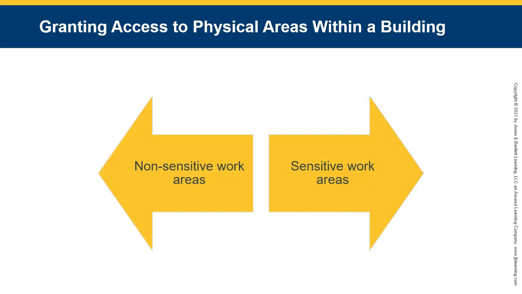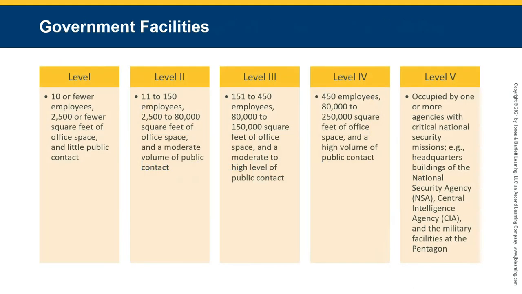Granting access to physical areas within the building: non-sensitive work areas and sensitive work areas. Government facilities, Level 1: 10 or fewer employees, 2,500 or fewer square feet of office space, and little public contact. Level 2: 11 to 150 employees, 2,500 to 80,000 square feet of office space, and moderate volume of public contact.